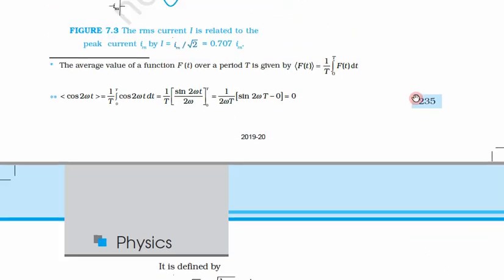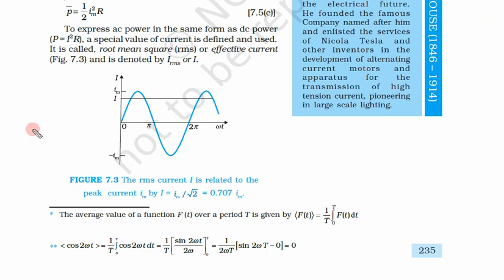Let us see this diagram. Here in this diagram we see this is the maximum current, and 70% of maximum current is called root mean square current. Let us understand this in a different way. Say this current is flowing sinusoidally in the circuit. This is a sinusoidal current. Then the power consumed in the circuit is P. Suppose we change this sinusoidal current to a DC current. In that case the power must be the same.